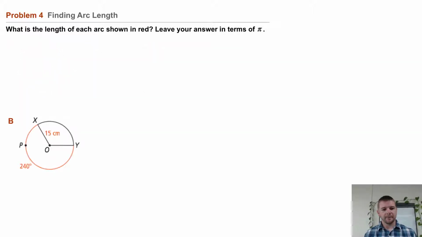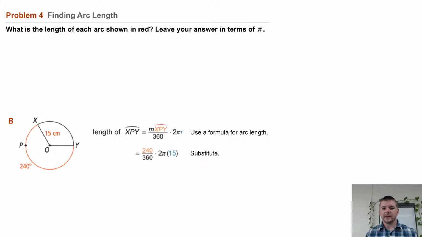Part B. Here we're asked to find the length of arc XPY. So we'll set up the measure of arc XPY divided by 360 times 2 pi r. This is 240 divided by 360 times 2 pi times 15, or 20 pi centimeters.